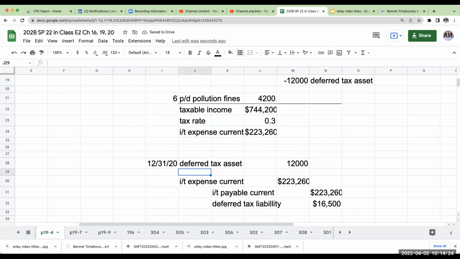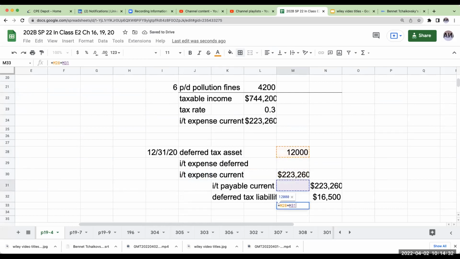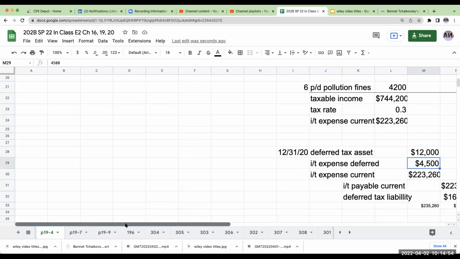Okay, so whatever I need to do to balance is going to be my income tax expense deferred. So my income tax expense deferred is basically going to be $4,500, or the difference between the deferred tax asset and the deferred tax liability. So as I look at this over here, my total amount is basically going to be 12,000, but 4,500. So this is going to be my journal entry.